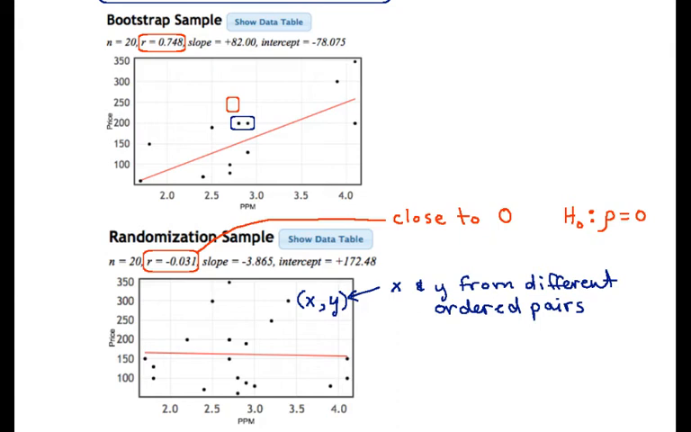Aside from that, the rest of the process of creating a dot plot would be the same idea as what we see in a bootstrap distribution. We generate another randomization sample, calculate another sample statistic, and that sample statistic again is one dot in that dot plot.